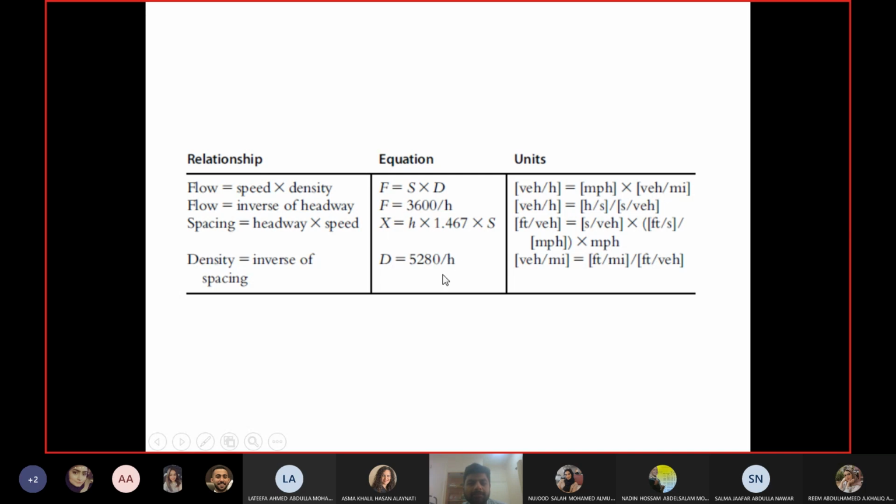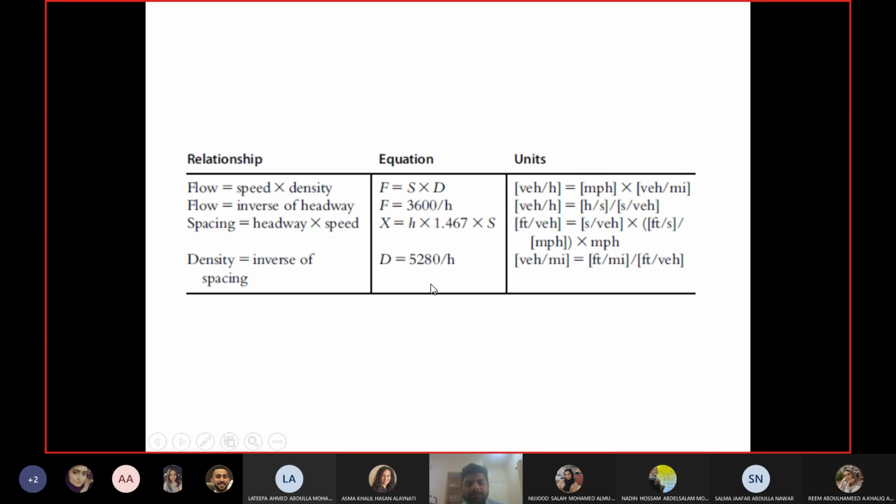Spacing is X. So what is this 5280? It is the number of feet in a mile. This is what is written here. We are saying spacing will be in feet, and we want the answer for density in vehicles per mile, so this is basically the conversion factor.